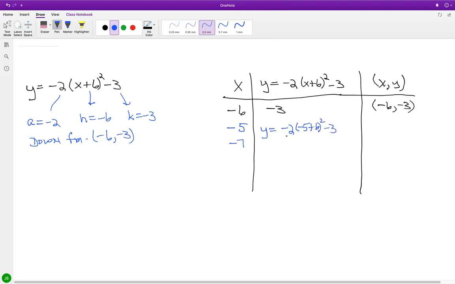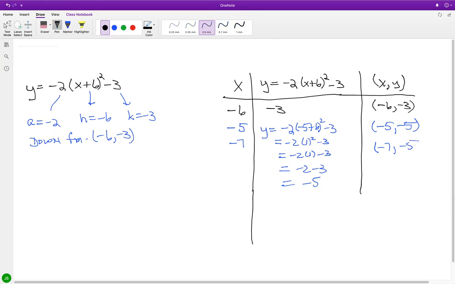And for what I'm going to have in this particular case, I have negative 2 times 1, take away 3. Negative 2 minus 3 results as negative 5. And the same thing would result for negative 7. Okay, so we have negative 5, negative 5, and also would have negative 7, negative 5.